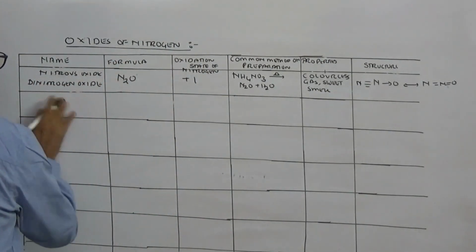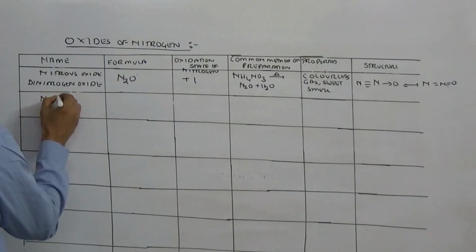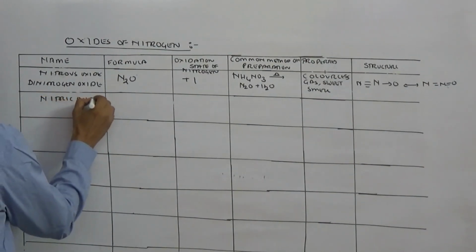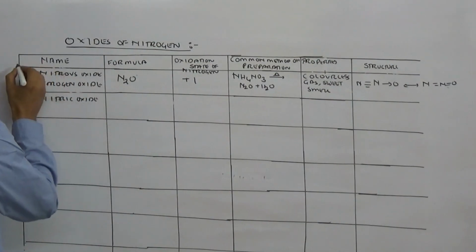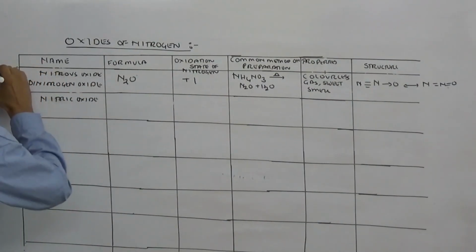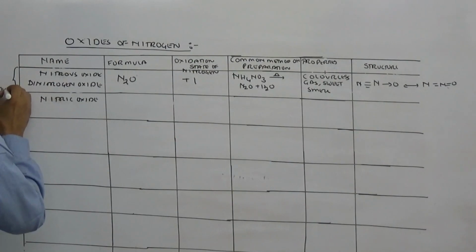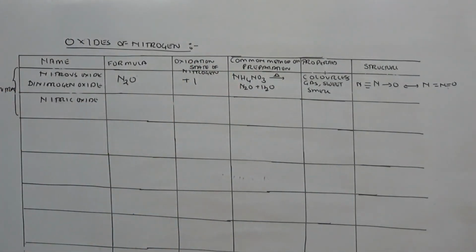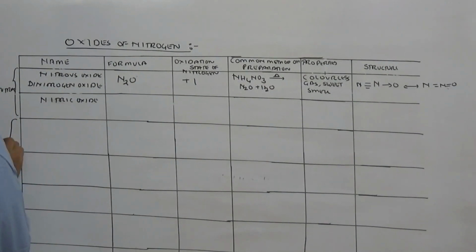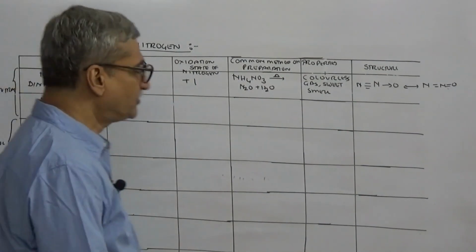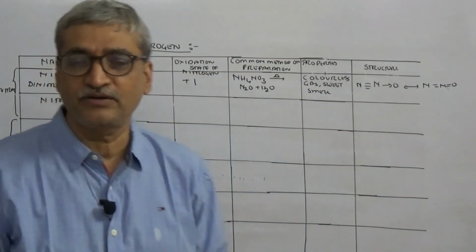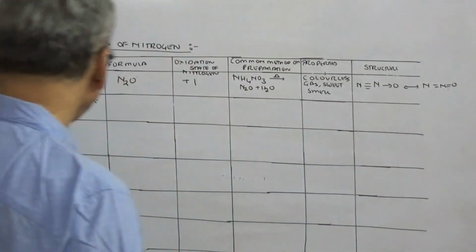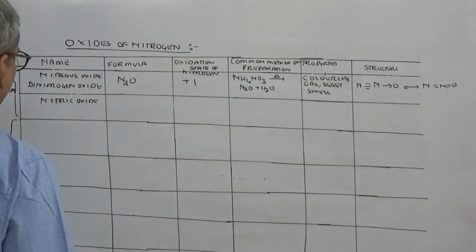The most important thing is that nitrous oxide and the next one, nitric oxide, are the only two oxides which are neutral in nature. Whereas all the others that I'm going to talk about are acidic in nature. That's one more property you have to remember. Which oxide of nitrogen is neutral?